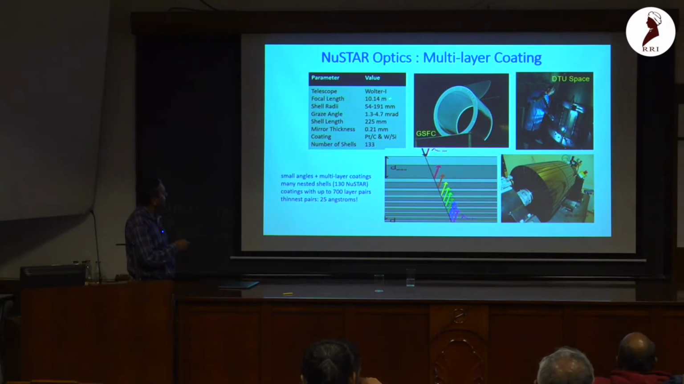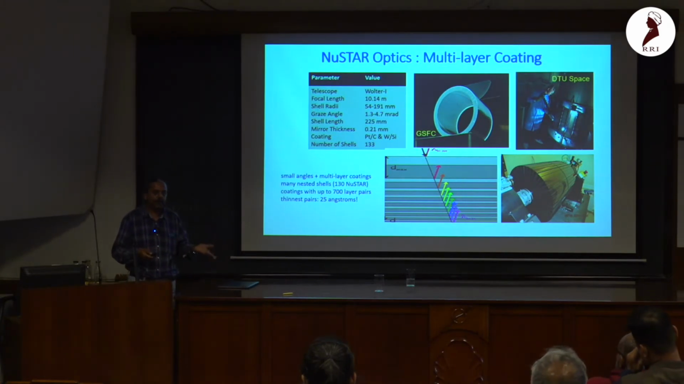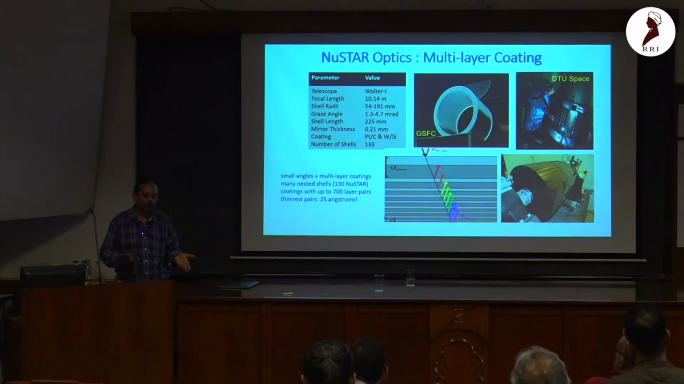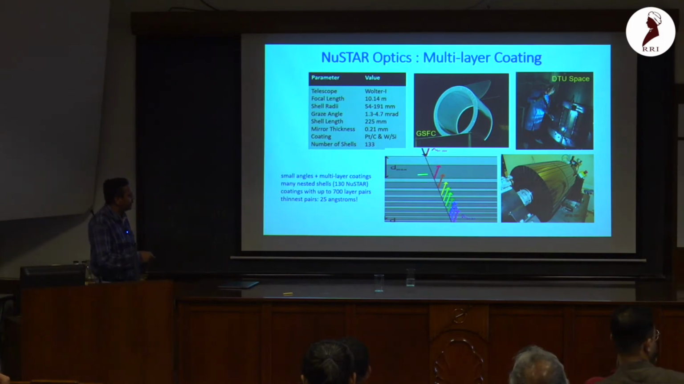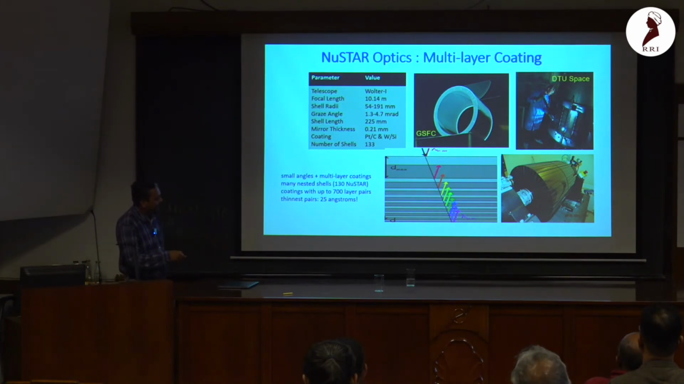Here, the focal length of NuStar is about 10 meters. The number of shells it uses is 133. So Chandra has only 4 mirrors, NuStar has 133 shells, so the effective area will be more. And they use this high Z, low Z material, so the reflection of different energy photons is possible. And at the end, this is how it looks.